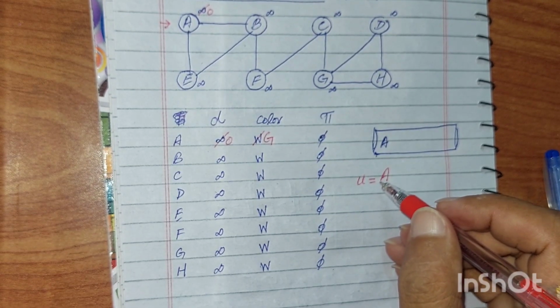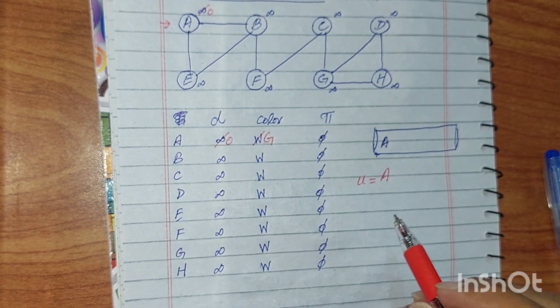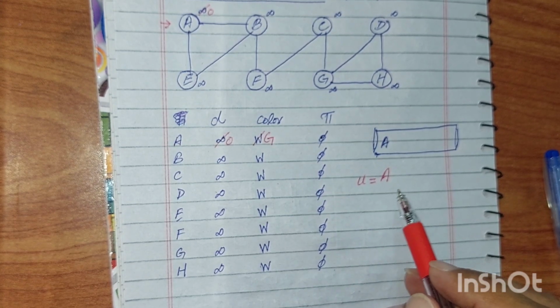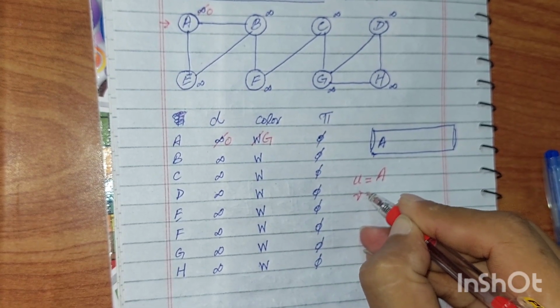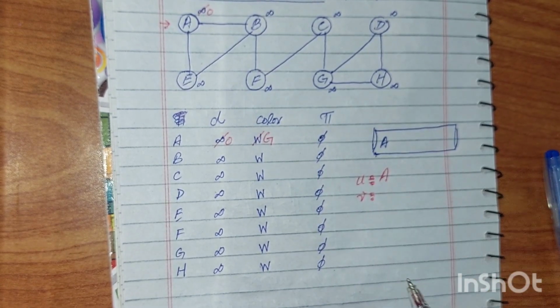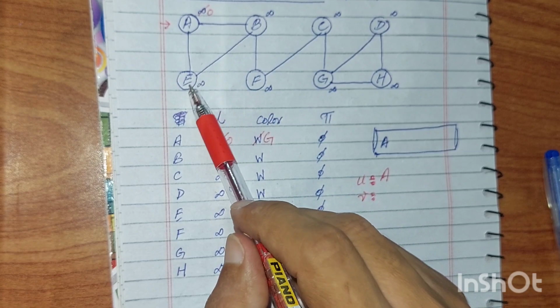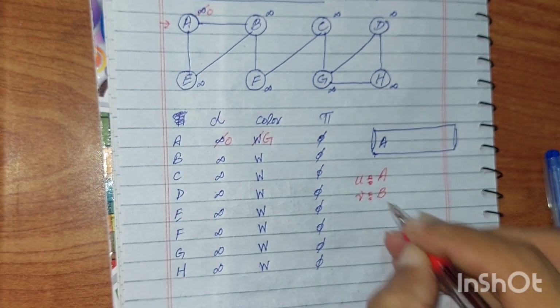Then you will check all its neighbors, and there is a loop on line number 12: for each v belongs to G.adjacent of u, so there is a loop for all the adjacents of A. We will store all adjacents one by one in v, and continue the process for each v. There are basically two adjacents, B and E, so we can pick any one. Let's call it B.